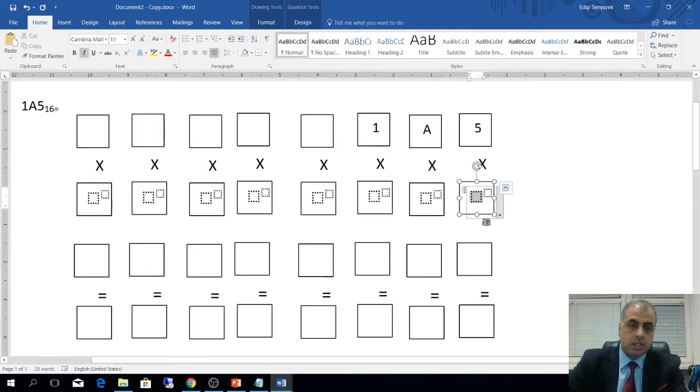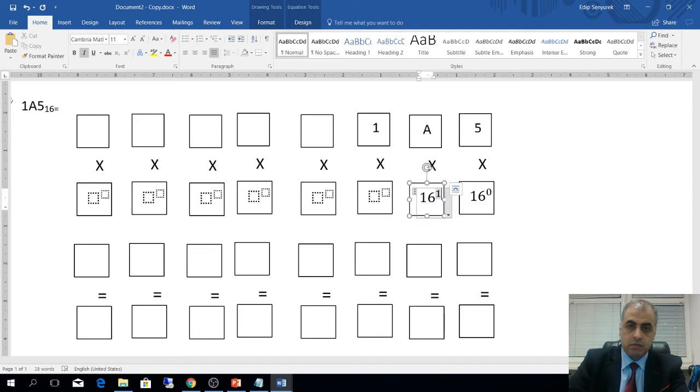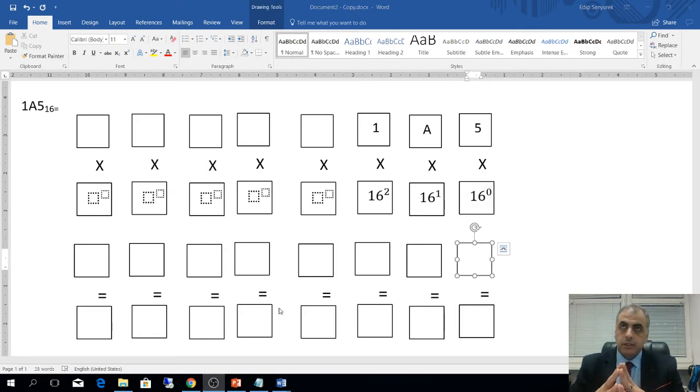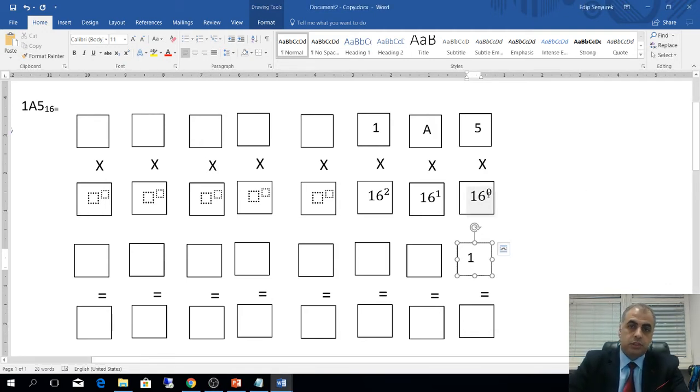And in this part, base is 16, and 16 to power 0. Base is 16, 16 to power 1. Base is 16, 16 to power 2. Okay. So when we calculate 16 to power 0, this is a rule coming from mathematics: any number except 0, any number to power 0 is equal to 1. So 16 to power 0 is 1. If any number's power is 1, the number is the result. 16 to power 1 is 16.